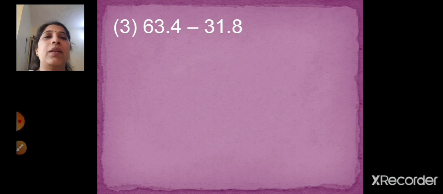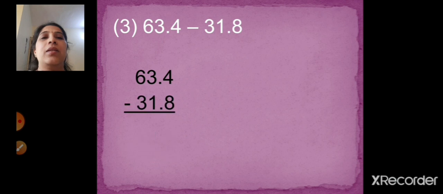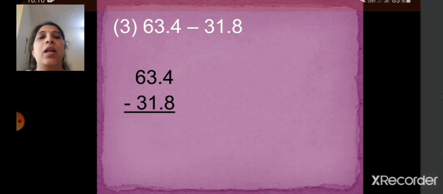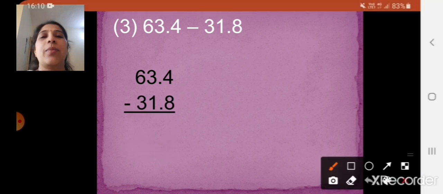63.4 minus 31.8. Now children, we'll directly arrange them. So first will come as 63.4 minus 31.8. Now 4 minus 8, you cannot subtract 4 from 8. So you are going to borrow 1 from the units place, right? So in the units place it will become 2 and in the tens place it will become 14. So what is 14 minus 8? It is 6. You will put the decimal point.